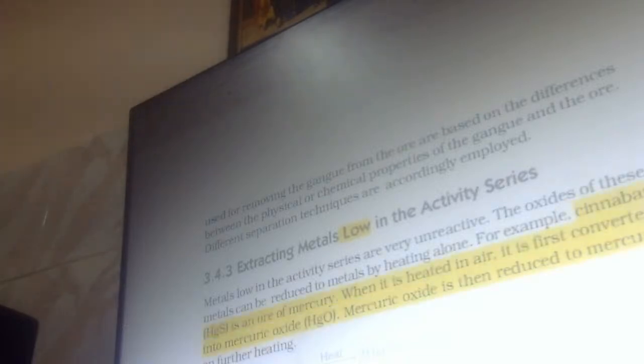Cinnabar is the ore of mercury. Bauxite is the aluminium ore. Zinc something, I saw in sir's class yesterday. Okay, HgS. I have to learn this.